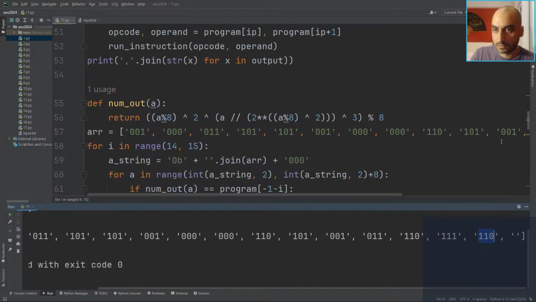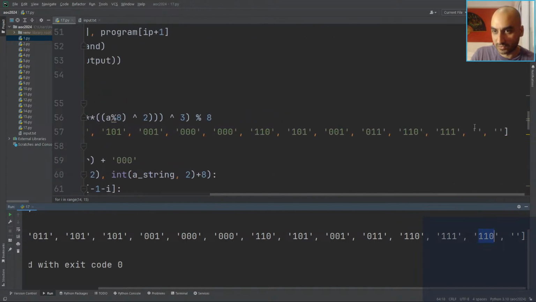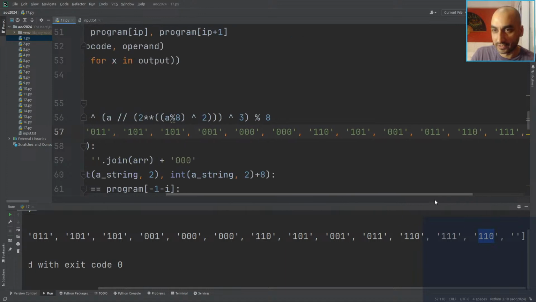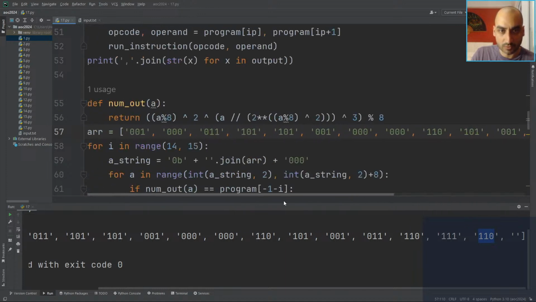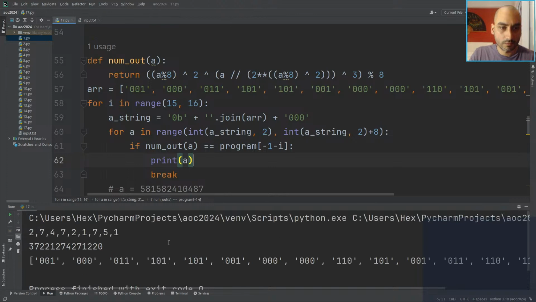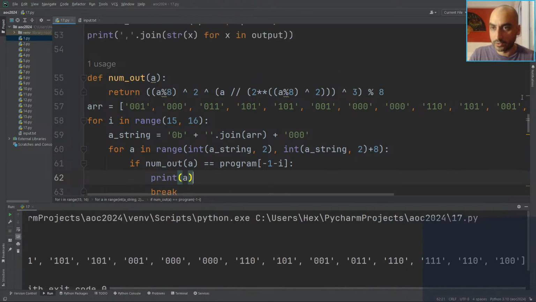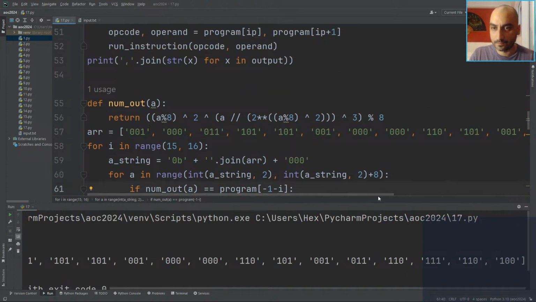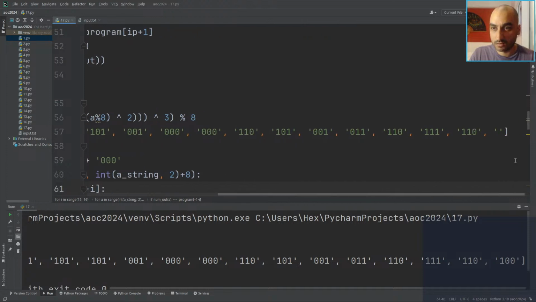Zero. This is so stupid. I shouldn't be doing this by hand. At this point, this could have easily been done by code. All right. 110, and then what? 15, 16. All right. Is that gonna work?